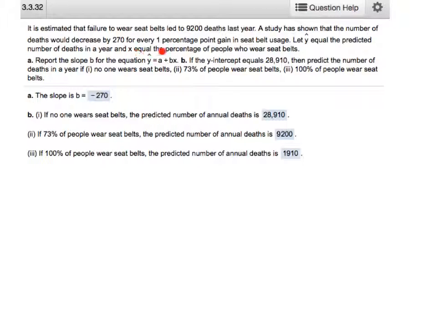So since the x's are the percentage of people who wear seatbelts, then this statement about the deaths decreasing by 270 for every 1 percentage point increase in seatbelt usage is basically telling us the slope. So the slope is negative 270 because the y values would decrease by 270 for every 1 unit increase in the x's. So that means that our equation for the regression line is y equals negative 270x plus whatever the y-intercept is.